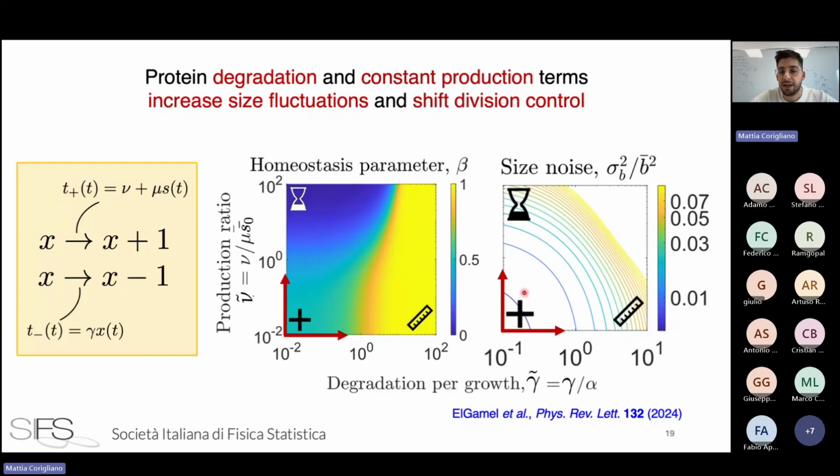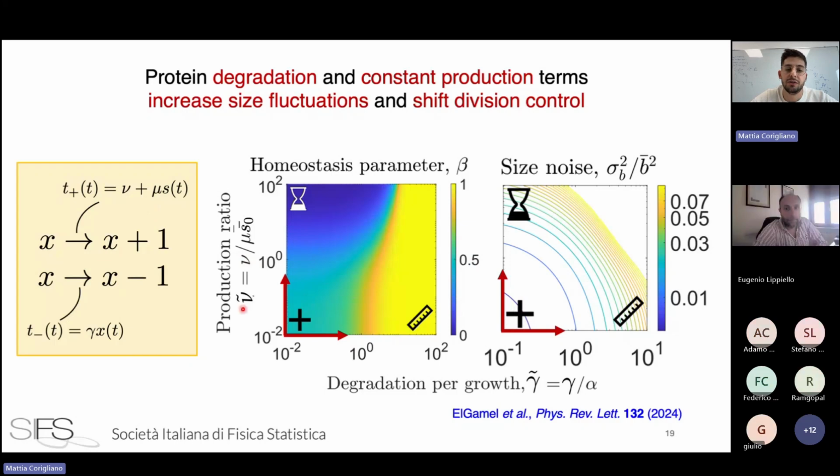So if you increase constant production, you are shifting division control toward more timer-like strategies. So cells tend to divide after waiting a constant time, whereas if you increase the degradation term, you are shifting your division control strategies toward a more sizer-like strategy. So here you are more dividing after reaching a constant size. So you see that you have this kind of trade-off.